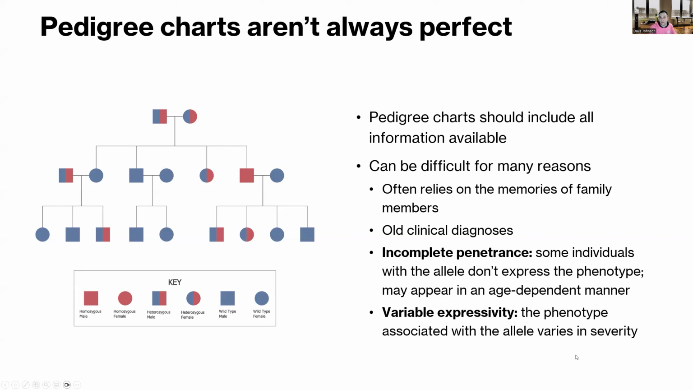And there's also something called variable expressivity, which means the phenotype can vary with respect to how strong it is, right? You might have somebody that has the disease alleles and they suffer from the disease, but it's so minor that they might not know they have it, or they just kind of go, that's kind of how it is. Whereas other people with the disease alleles have very profound diseases associated with it. So when you factor all this in, pedigrees aren't always perfect. They're not always the most reliable, but sometimes it's the best thing we have available to us.